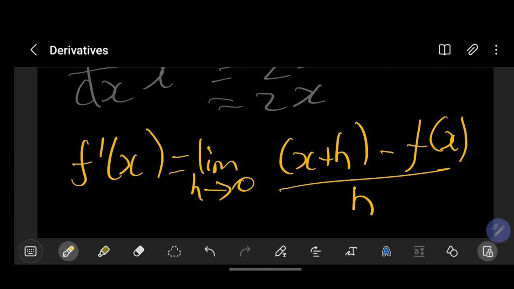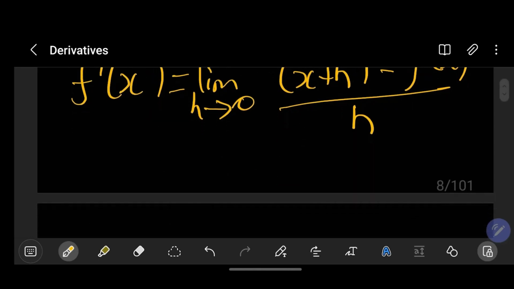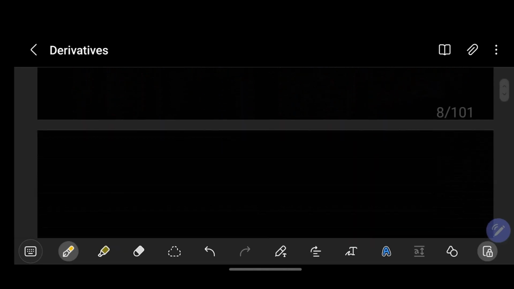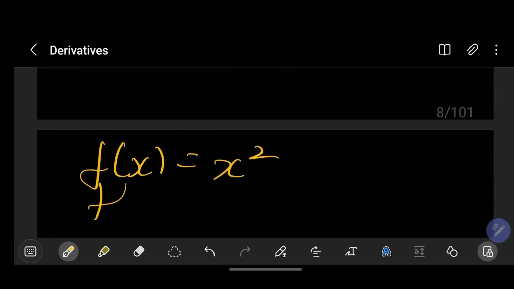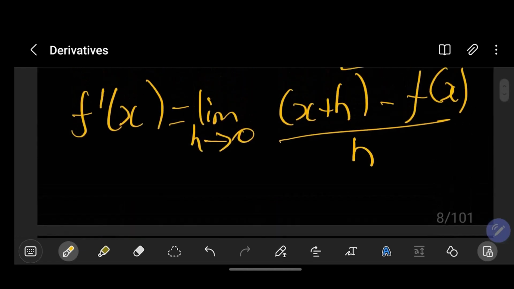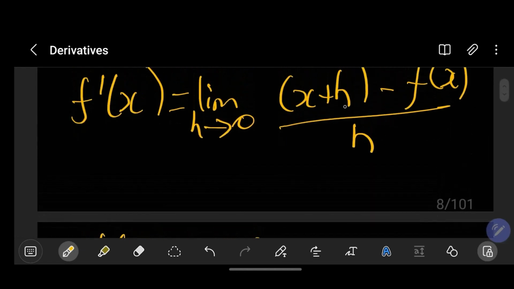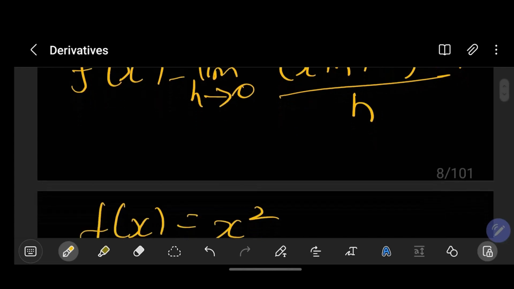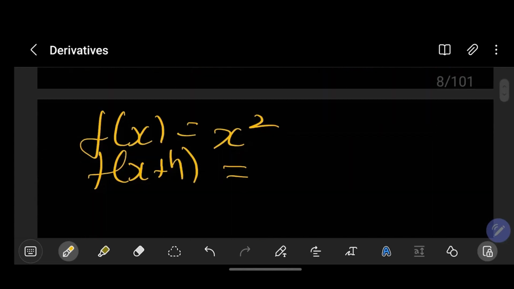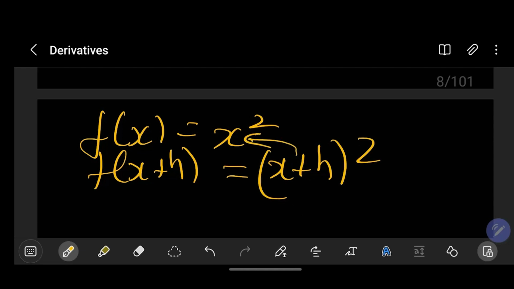Okay, so what is f of x plus h? What is f of x? We know from this example that f of x is equal to x squared. But what is f of x plus h? All you need to do here is take x plus h and replace it, or substitute it in the place of x. So if we do that, we have x plus h all squared. Okay, so that's taken up the place of x.